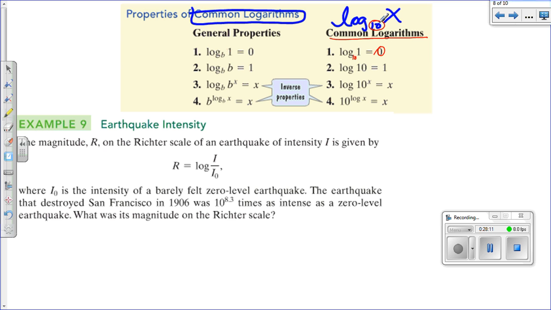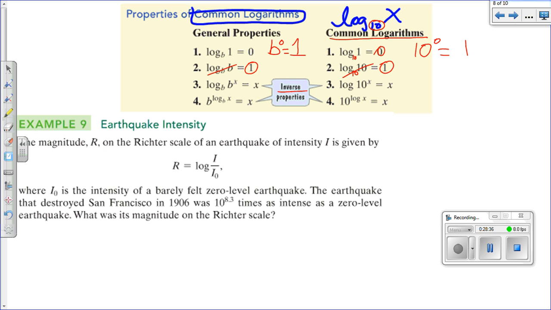And remember, that is because b to the power 0 is always equal to 1. If we try with this one, it will be 10 to the power 0 is equal to 1. Then we have log of b base b, that the answer is equal to 1. That property also applies to base 10. Remember, there is an implied 10 here, so log of 10 base 10 is equal to 1.